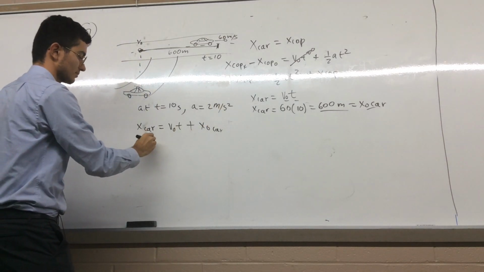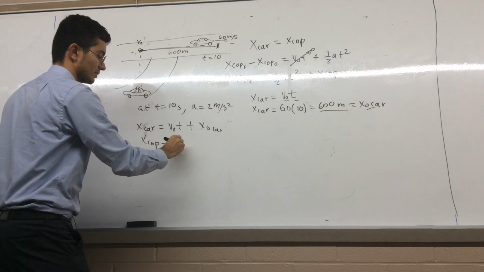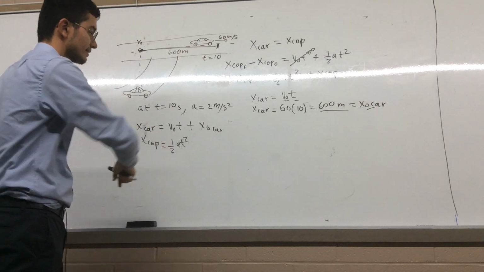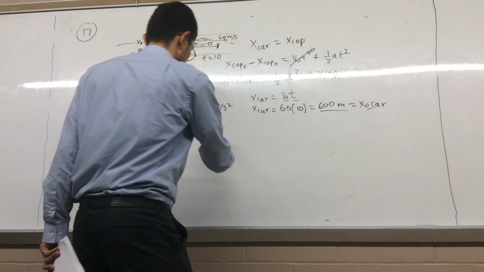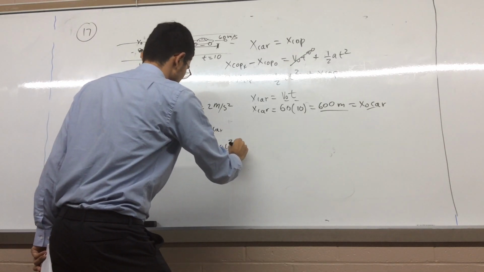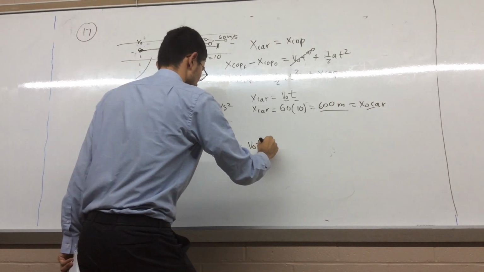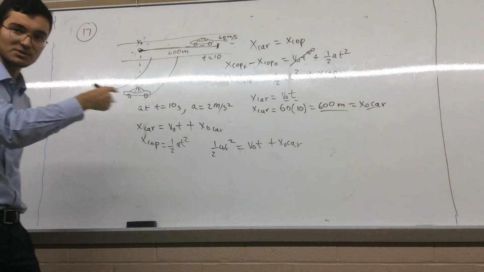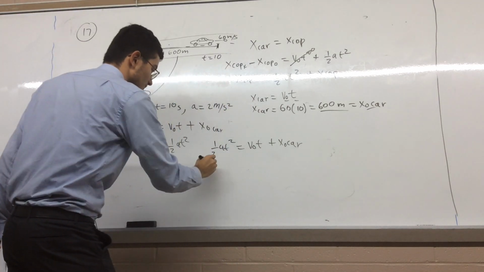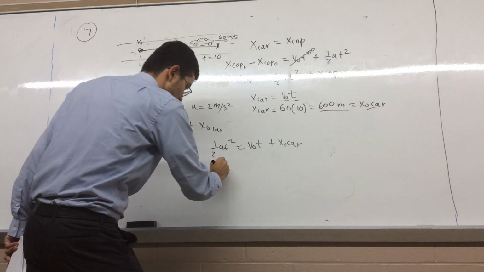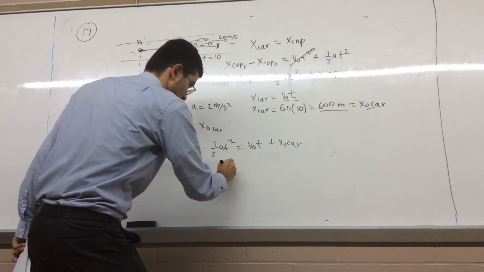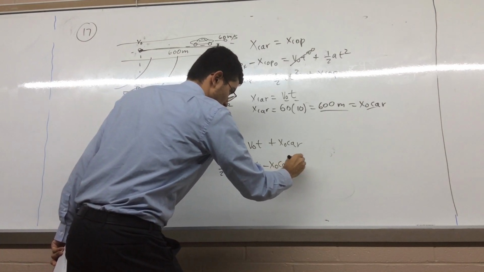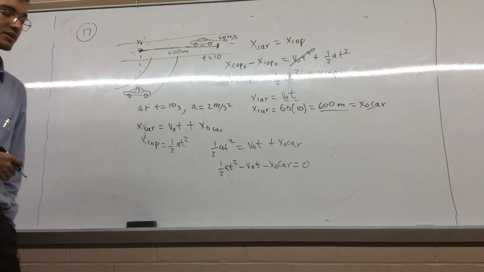Now what about x cop? It's just 1/2 a t squared, with t equals 0 in this new frame. Now let's set them equal to each other and see what happens. So 1/2 a t squared is equal to v0 t plus x0 car. Nice, we have a quadratic equation. Hopefully your calculators have that function, so you don't have to worry about it. So we just have to solve this quadratic equation.